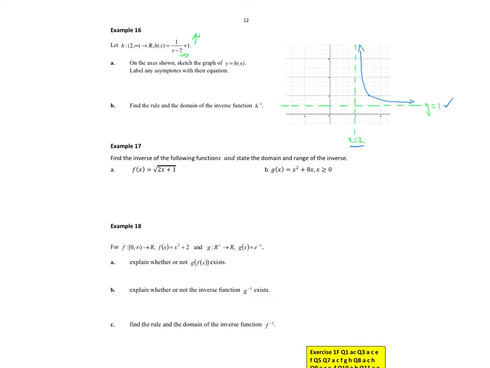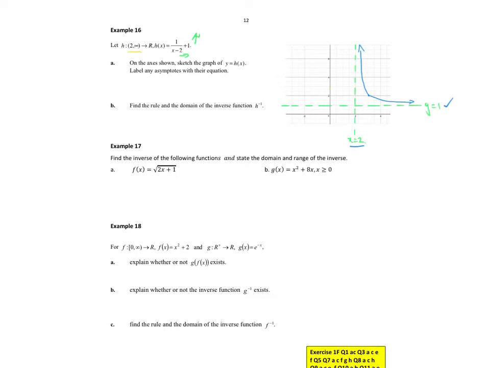Now, normally, if we had sketched the whole graph, we would have something like, I don't know, something like that. Now, if I've got the whole graph there, that's not a one-to-one function, so the inverse wouldn't exist, which is why we've been asked to sketch the graph only on the right-hand side from 2 to infinity. So now my function is in fact one-to-one.